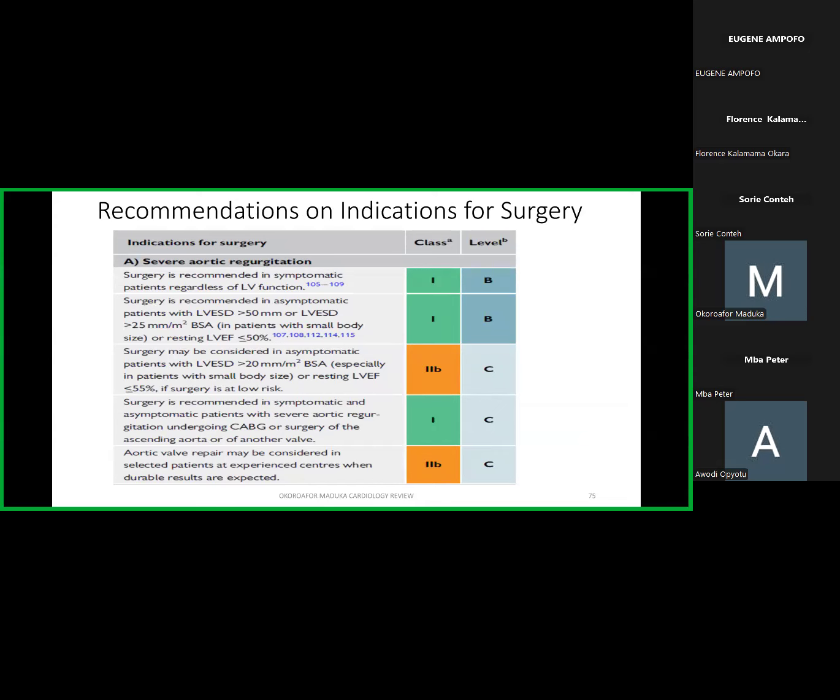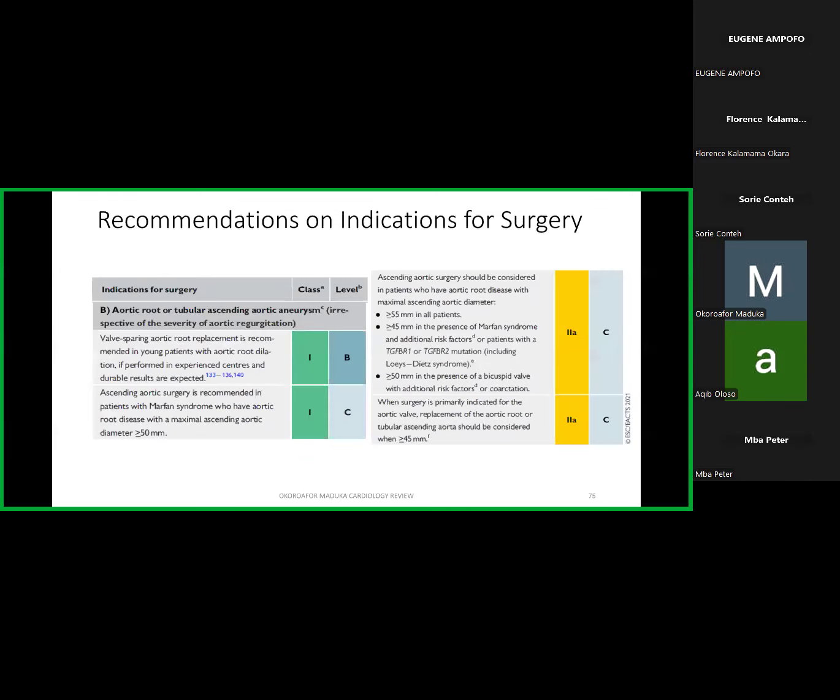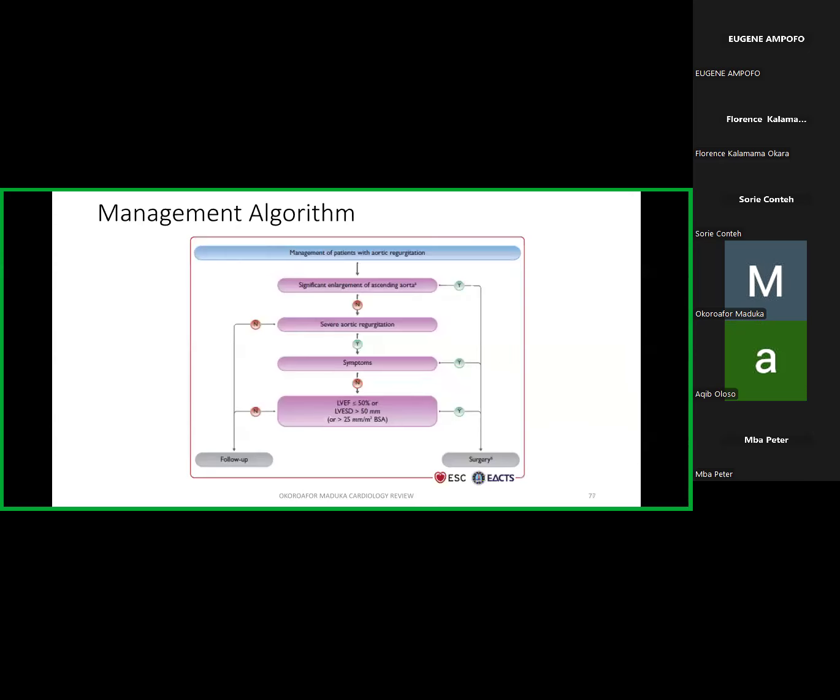Surgery is recommended in symptomatic and asymptomatic patients with severe aortic regurgitation undergoing CABG or surgery of the ascending aorta or another valve. So for these two, valve sparing aortic root replacement is recommended in young patients with aortic root dilatation if performed in experienced centers and durable results are expected.